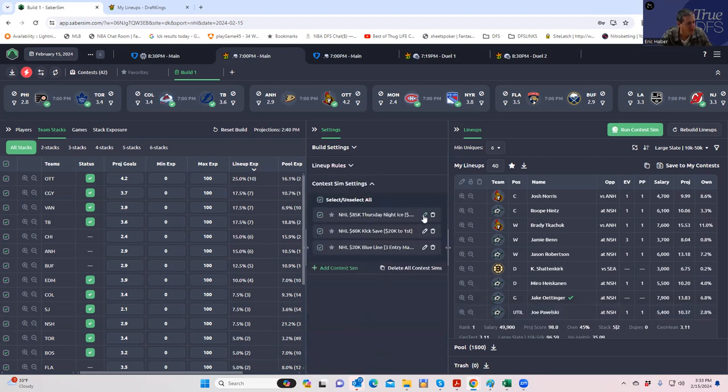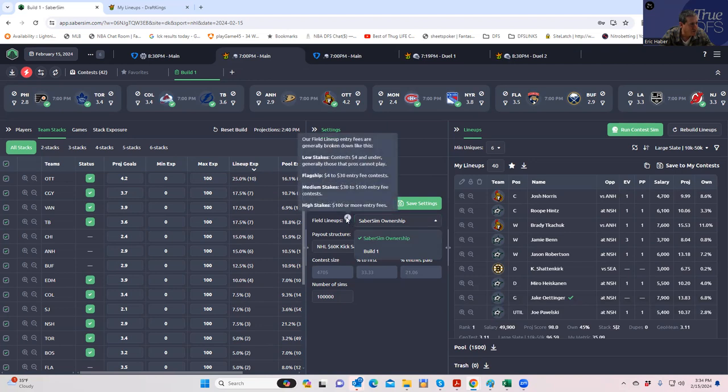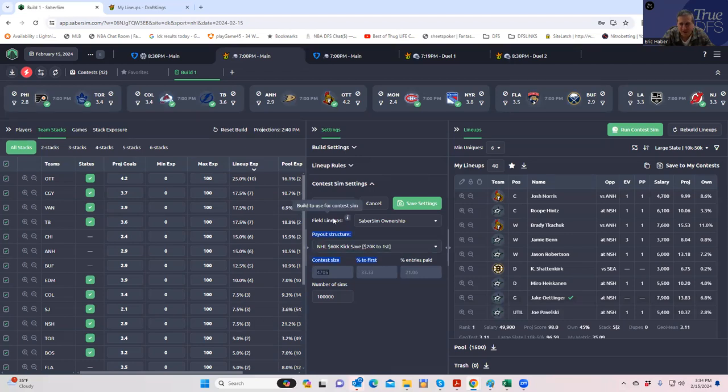First of all, you've set a couple of things that are automatic. Like, let's use the kick save for example. It does have the contest size, the percent to first, and the percent entries paid. That's default. The question is what field lineups can be used. So SaberSim lineups, SaberSim ownership basically compares your lineups to the lineups that SaberSim Fields are going to own the most, based on the ownership that SaberSim is projecting.